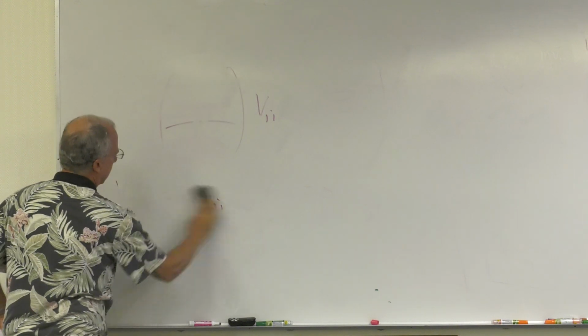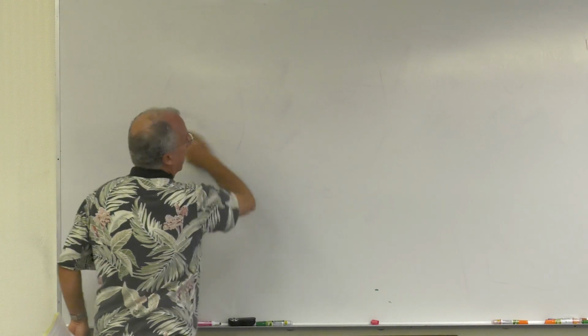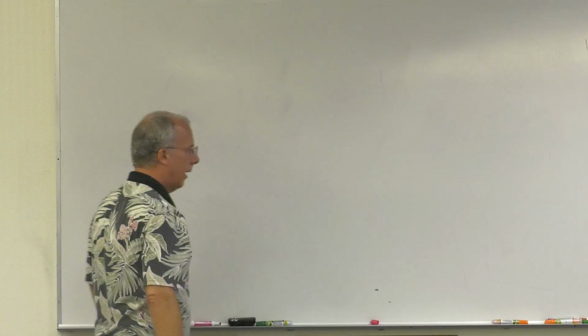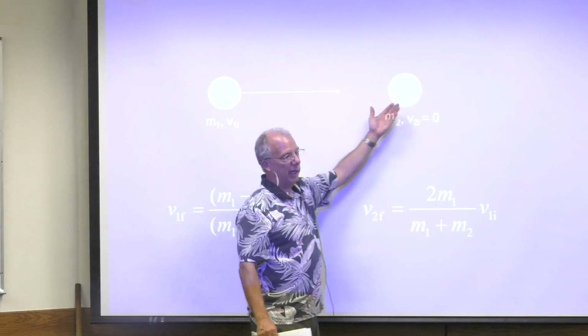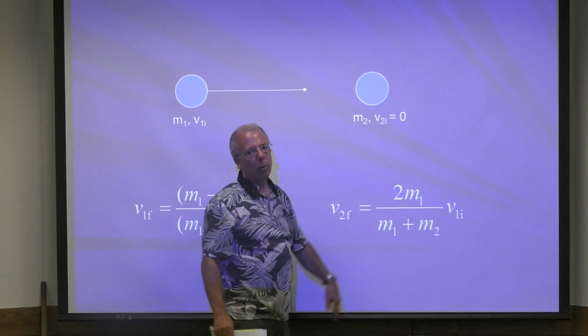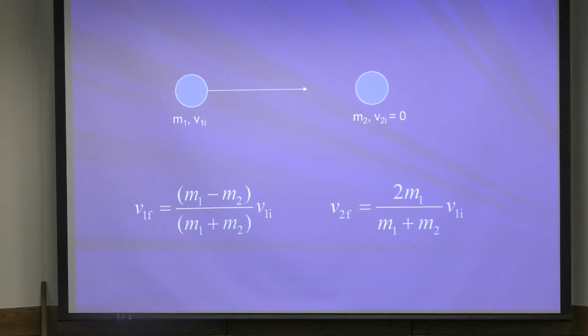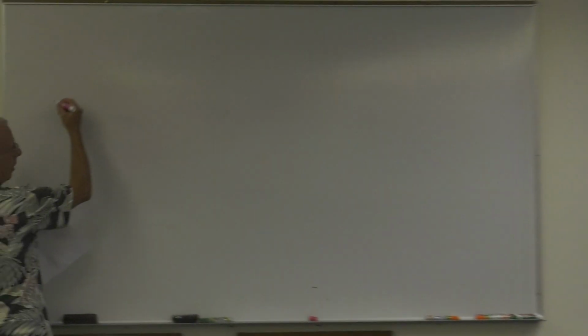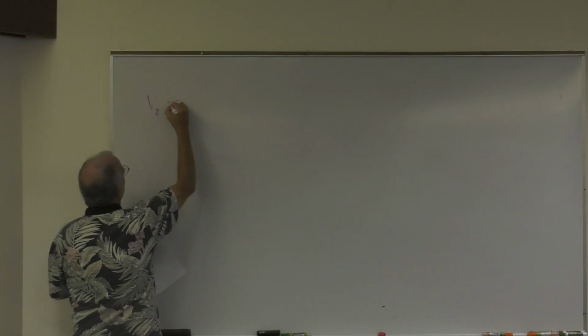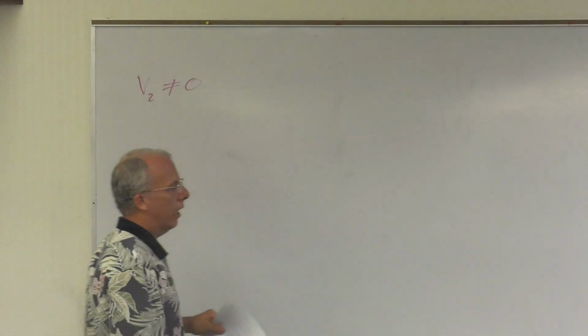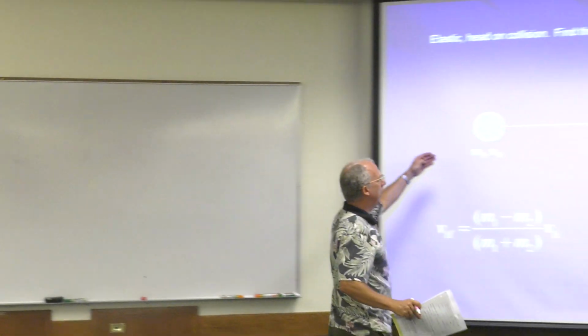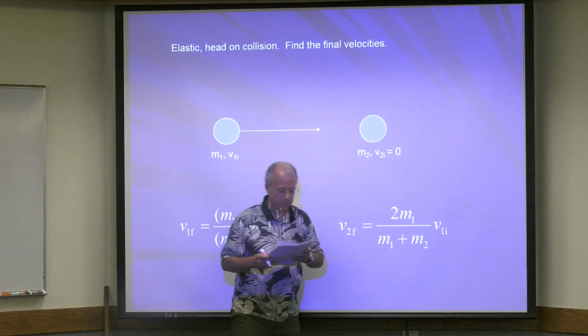Now, this is only good if this thing is at rest. Well, what if they're both moving? What we want to consider is V2 not equal to 0. That's what we want to talk about now. So this is moving, and this is also moving.